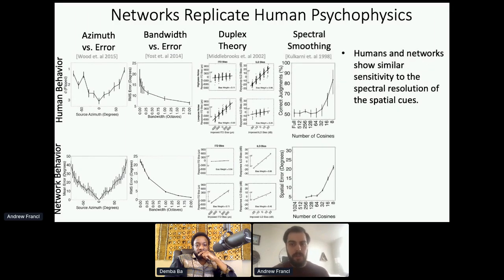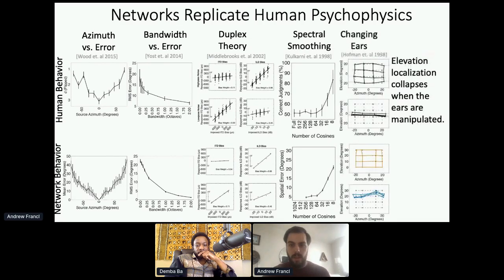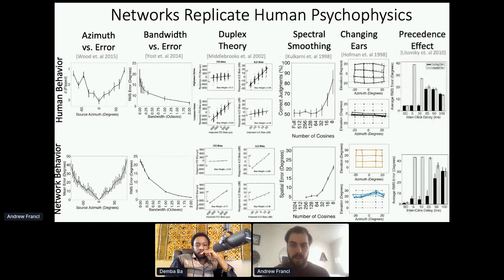Fourth, humans and networks show similar sensitivity to the spectral resolution of spatial cues. Fifth, both humans and the networks show elevation localization collapses, but azimuth localization is maintained when the ears are manipulated, as shown in this lower panel here. And lastly, we have similar performance on the precedence effect, which I'll describe in more detail in a later part of this talk. So again, what we hope you take away from here is that a wide range of human behaviors are closely mirrored by optimizing performance in a natural environment.